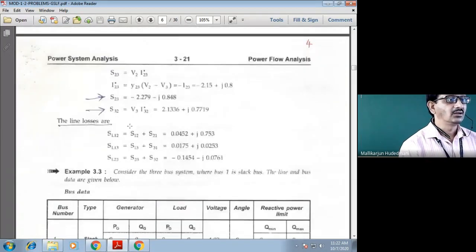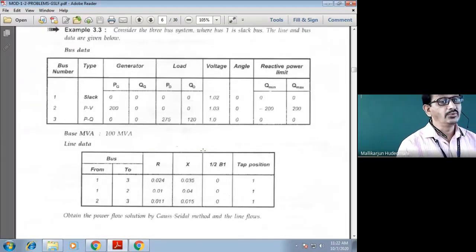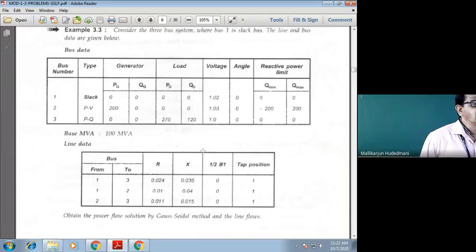Similarly, you can see line losses, the total line losses, we calculate. SL12 forward and reverse, SL13 forward and reverse, like this. So this is an exhaustive piece of work one needs to understand. Now I will be moving a little faster because now you know. Another bus problem, if I have.